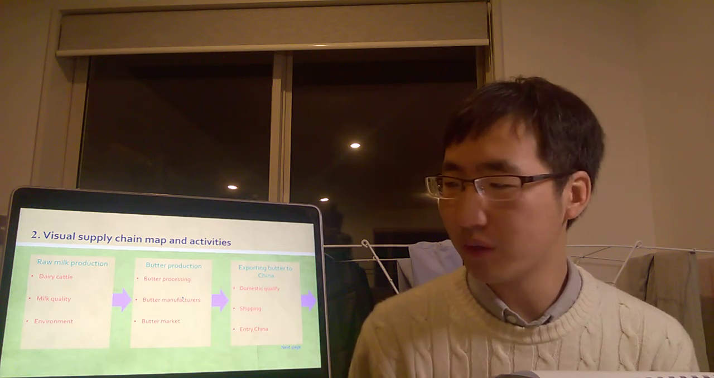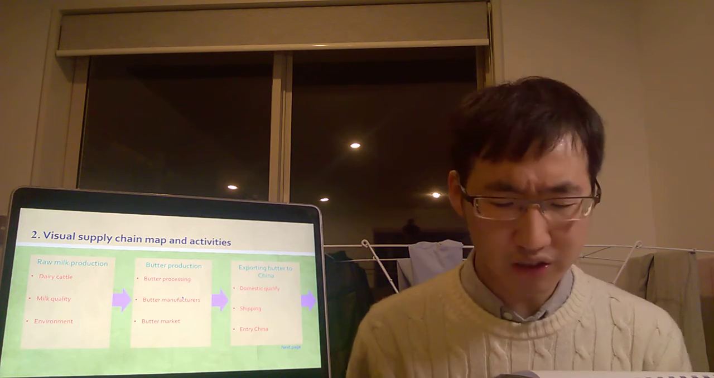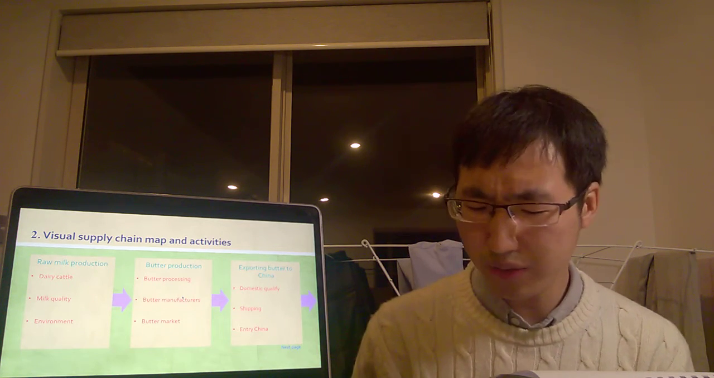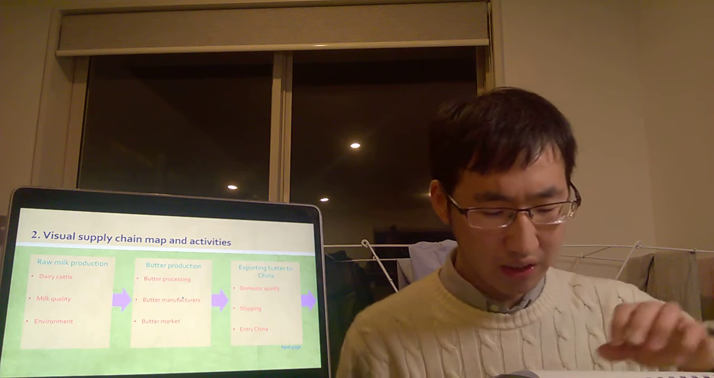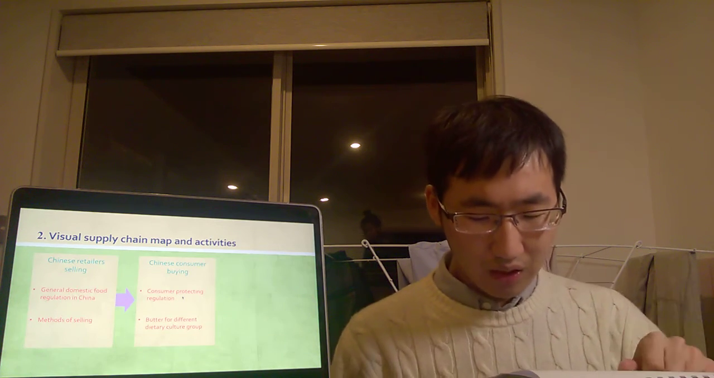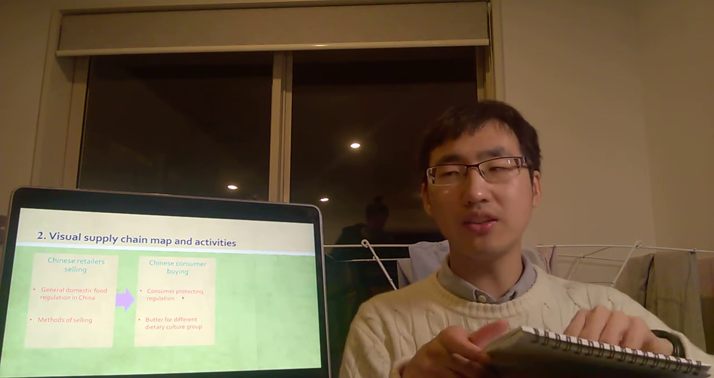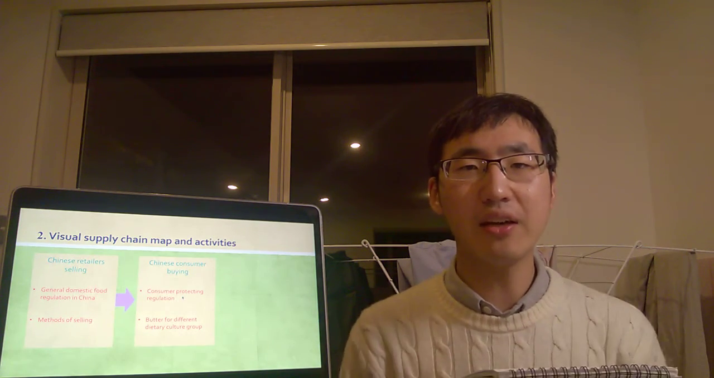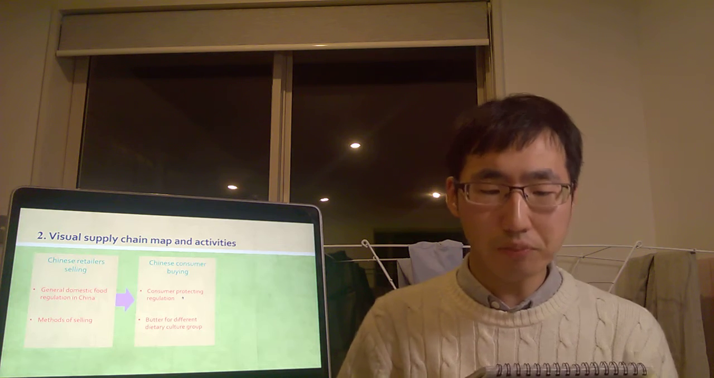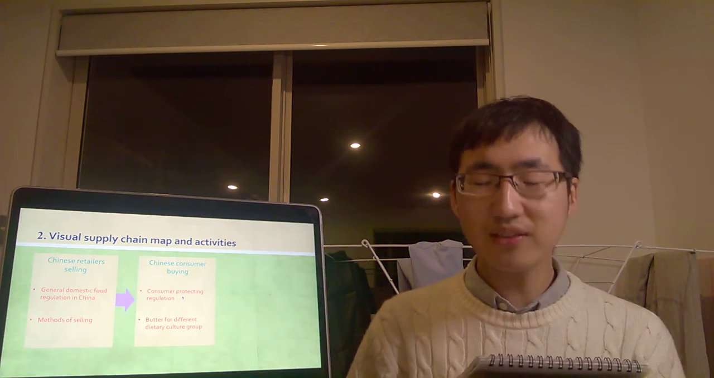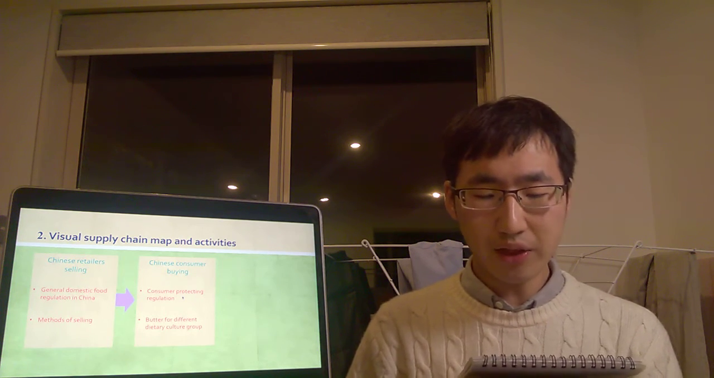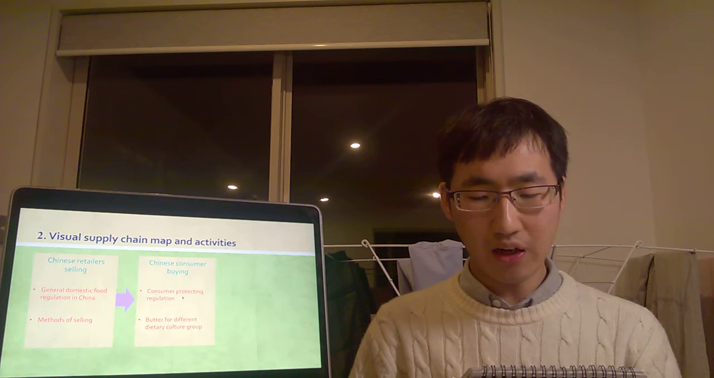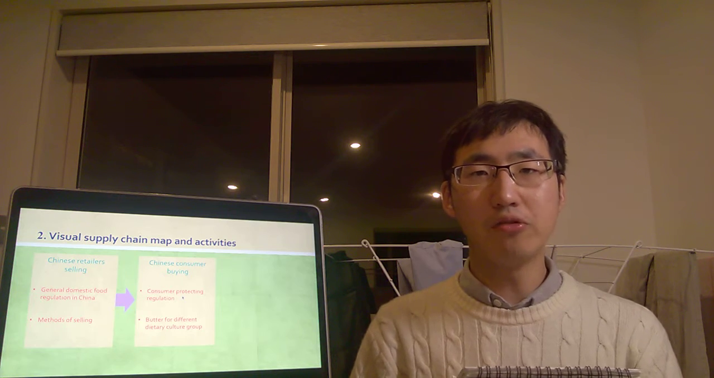It started from the raw milk production. The second activity is the butter production. And the third activity is importing butter to China. Okay, next page. The fourth activity is Chinese retailer selling. And the fifth activity is Chinese consumer buying. However, this presentation is mainly focused on the regulations, and every step has 2 to 3 different influences from regulation.